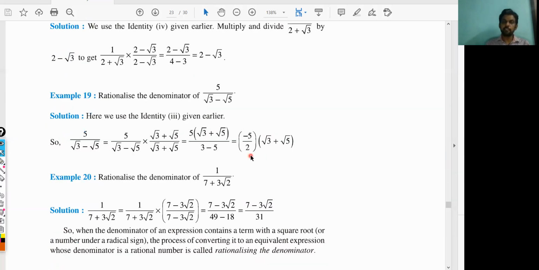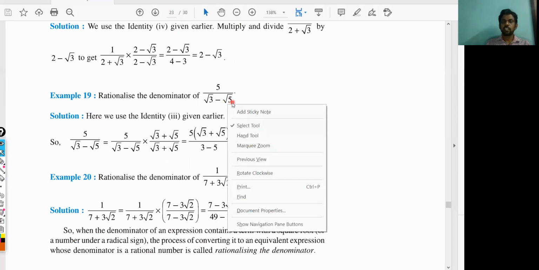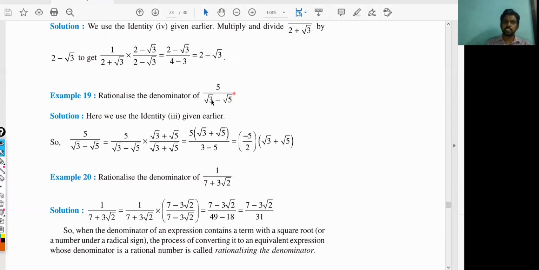So what happens if I'm having a number like this, 3 minus root 3 minus root 5? You just change any one, or usually you will change the second term. So you just change the root 5 sign. So you multiply by root 3 plus root 5 divided by root 3 plus root 5.